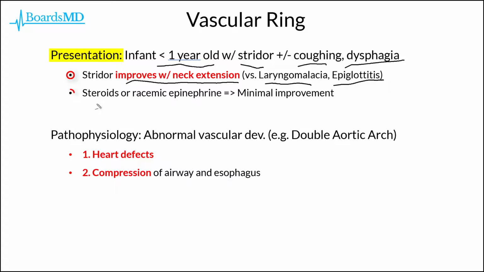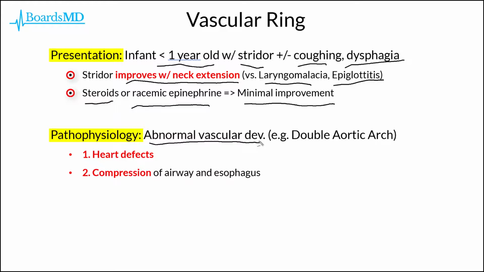Additionally, and this may often be present in the actual vignette of the patient, if we give this patient steroids in order to knock down inflammation or racemic epinephrine in order to open up the airways, this is going to lead to very minimal or no improvement in the patient's stridor or symptoms. This lack of improvement in response to steroids or racemic epi is due to the fact that vascular rings ultimately represent an abnormal vascular development. This is therefore an anatomic anomaly that is not going to resolve by simply dilating the airways or decreasing inflammation.